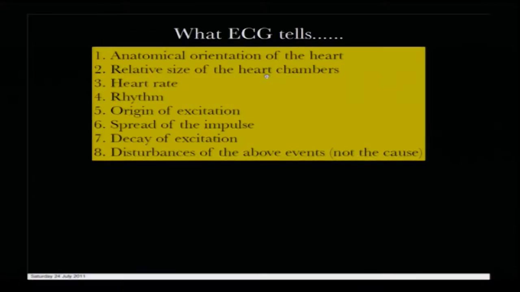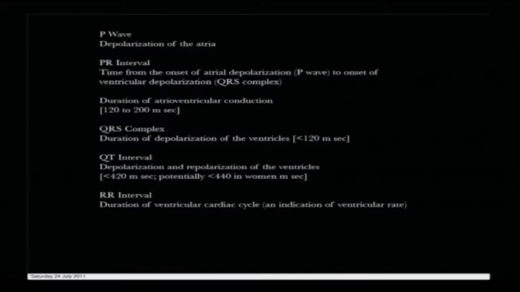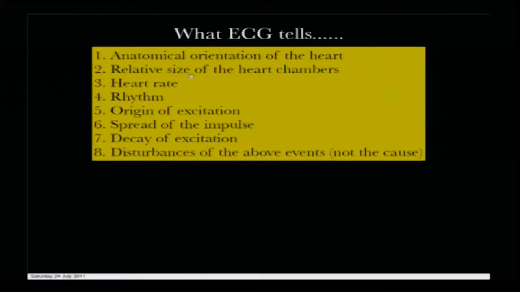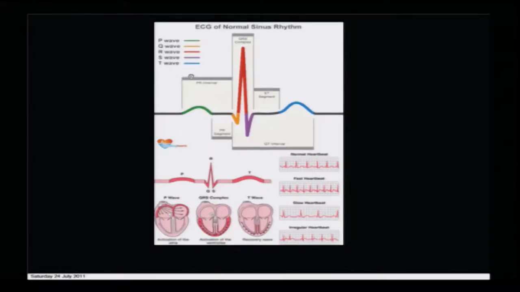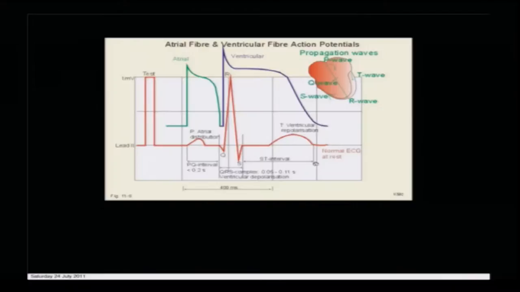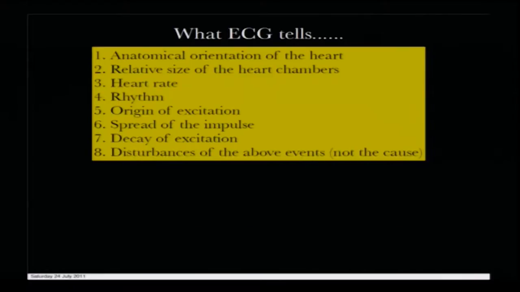Okay. What does the ECG tell? Now this is very important to go through very carefully. ECG can tell you about the anatomical orientation of the heart. Is the heart anatomically in the right place? Is the wave moving from the atria to the ventricles? It can tell the relative size of the heart chambers, because if you look at the time window, it can tell you relative size. Heart rate, which you have already seen, it could tell you. Is it a normal heart or a fast heartbeat or a slow heartbeat or irregular heartbeat? It can talk to you about the rhythm, you have seen the rhythm. It can talk about the origin of excitation.